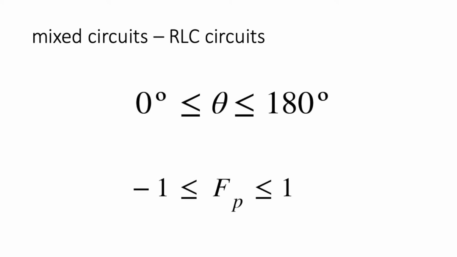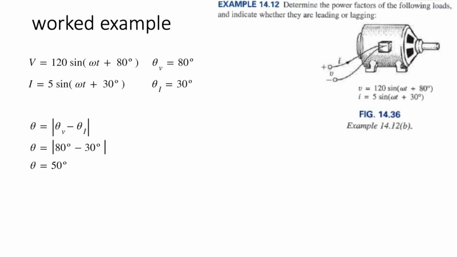Let's have a quick look at an example. So here we've been asked to find the power factor and state whether it is leading or lagging, and we've been given the voltage and current waveforms. So the first thing we need to calculate is the phase difference, which we find by taking the absolute value of the difference of the phase shift of the voltage and current waveform. When we do that, we find that our phase difference is equal to 50 degrees. And we plug our phase difference straight into the power factor formula and find that our power factor equals 0.643.